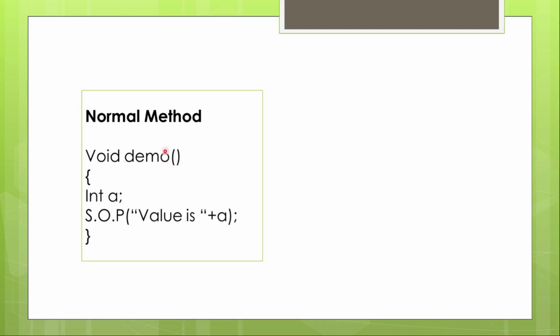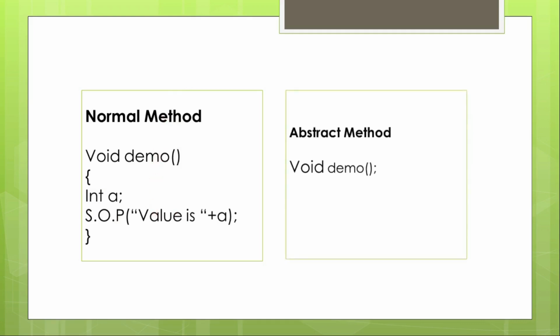You are seeing a normal method here, which is routinely used inside classes. The function name is demo. The function is opened here and closed here, and some definition is written here. You already know this part is called the function definition. These kinds of methods are very commonly used inside classes. It means that classes will have methods with definitions, whereas interfaces can have only abstract methods.